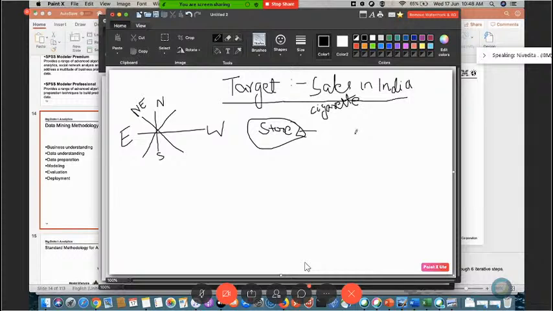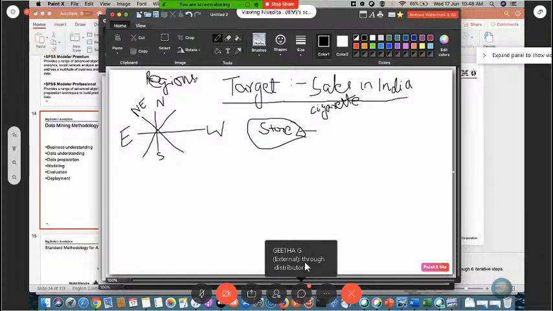This is the region. We'll keep the region simple, 8 regions. So how do we approach? What do you think? We'll go to each store and ask them how many cigarettes they sold every day, every month, or every week? No, right? So, distributor. We cannot go to each and every store for collecting the data because of cost and time issues.